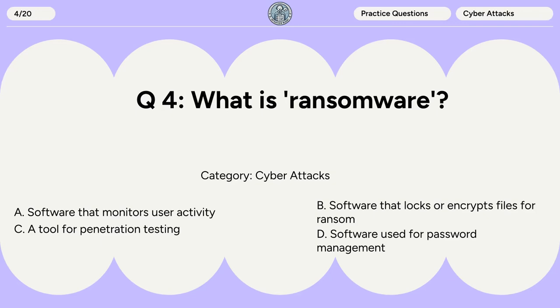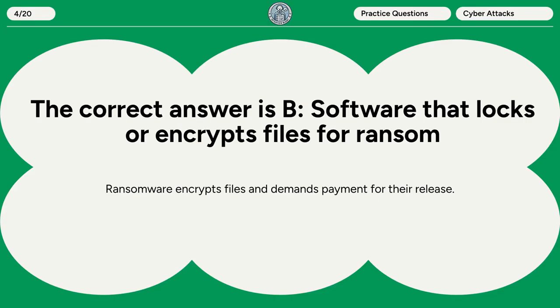Question 4. What is ransomware? A. Software that monitors user activity. B. Software that locks or encrypts files for ransom. C. A tool for penetration testing. D. Software used for password management. The correct answer is B. Software that locks or encrypts files for ransom. Ransomware encrypts files and demands payment for their release.